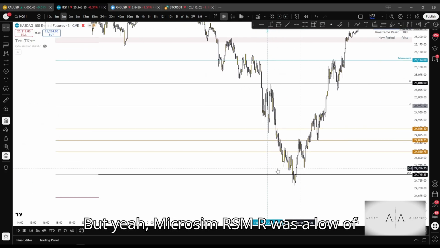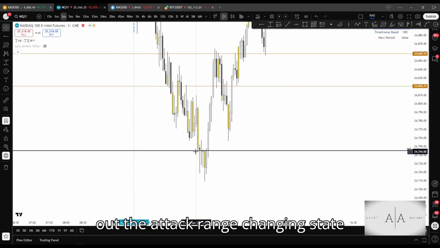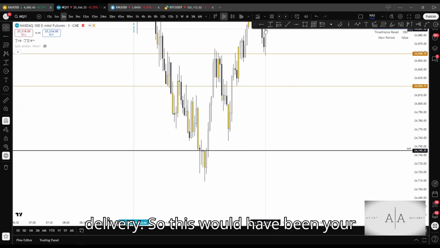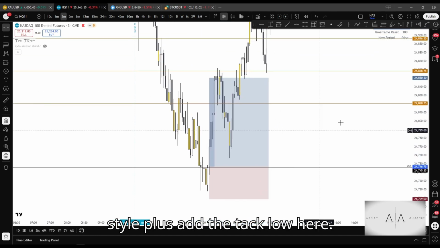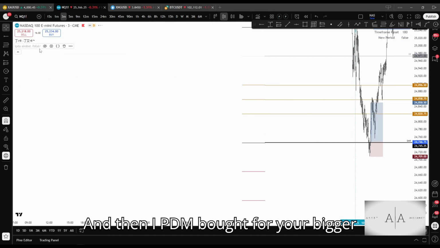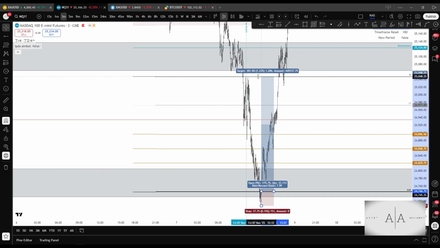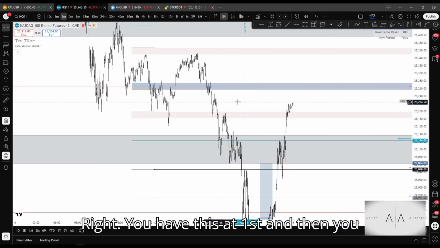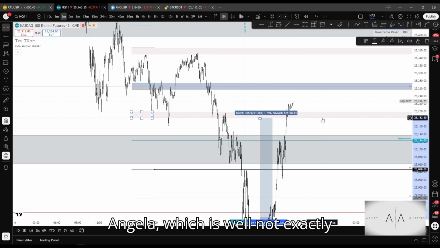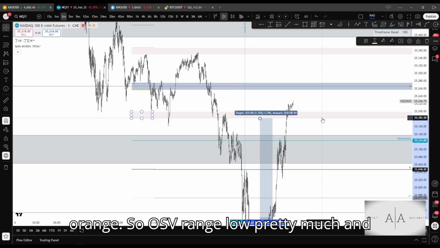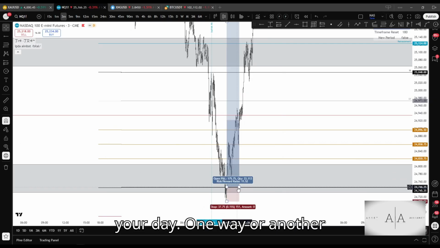But yeah, micro SMR was a low of day here with a tack low. Managed to break out the tack range, changing state delivery. So this would have been your range, not your range, but your execution. Stop loss at the tack low here. And then IPDA Aimbot for your bigger range idea, which would have been this. Right, you have this at first, and then you came back into the Asia range low. Asia range low, which is, well, not exactly Asia range actually, it's before the Asia range, so OSTDV range low, pretty much. That's where you had your finish of your day, one way or another.